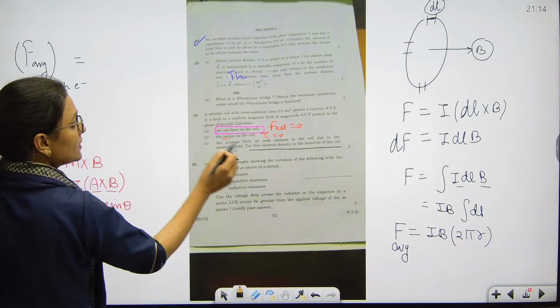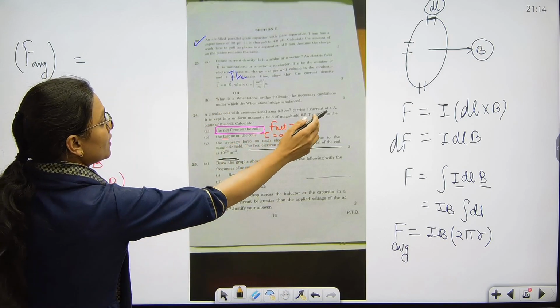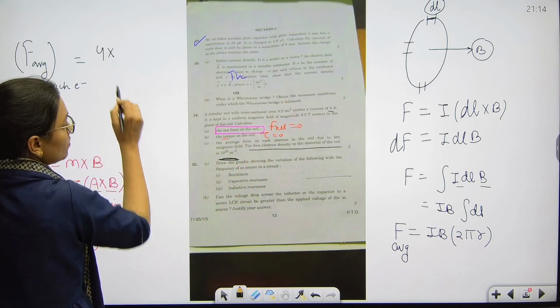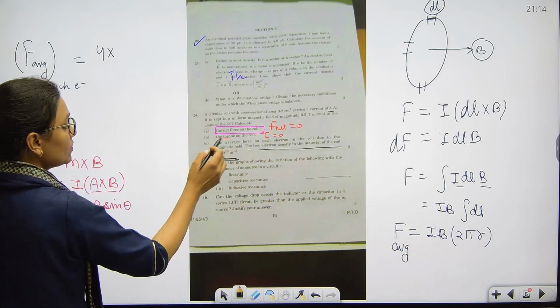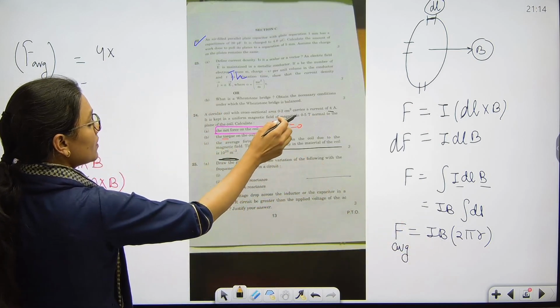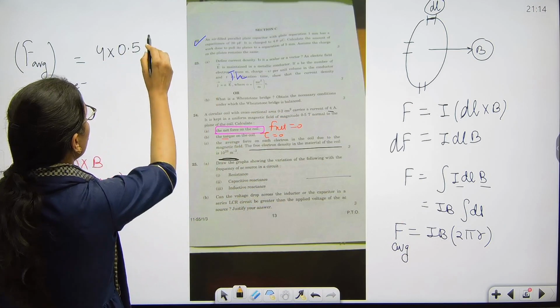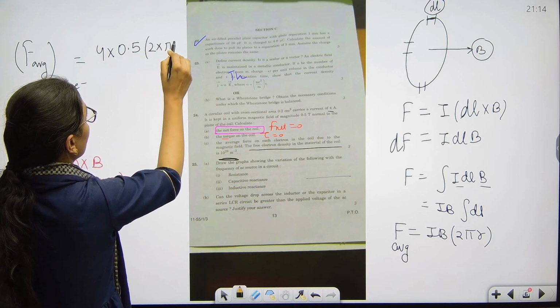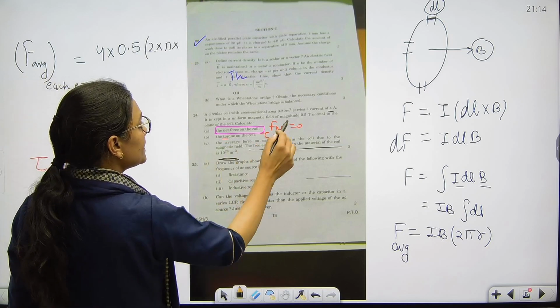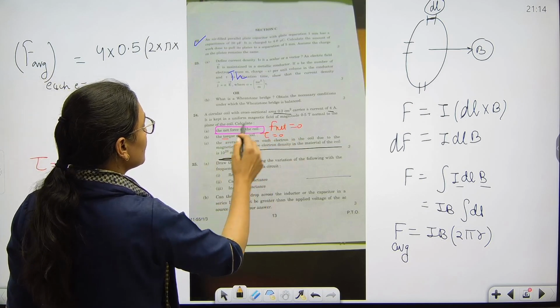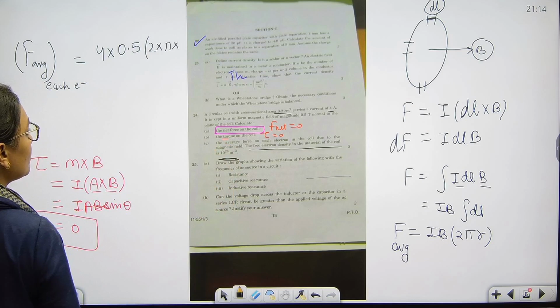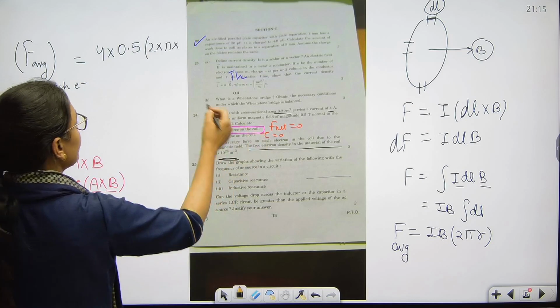So the current value is 4 ampere into the B value, which is 0.5 Tesla, then 2 pi into R, the radius. You have to calculate the radius. Can you calculate the radius from the cross sectional area? So you can get the value of R.